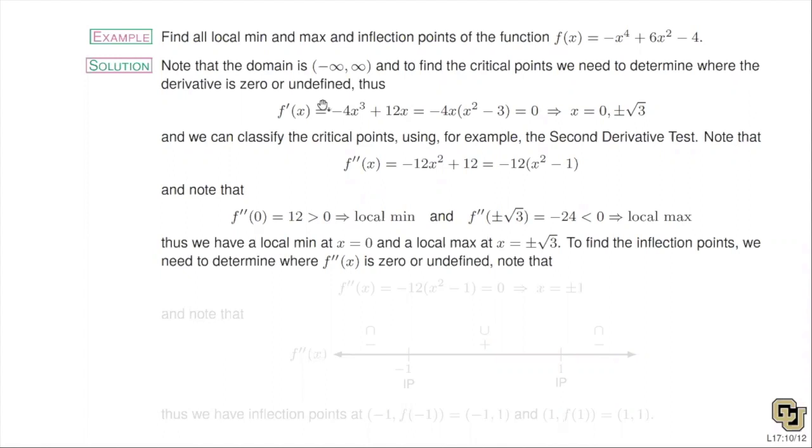So here I'm setting -12 times x squared minus 1 equal to 0 to figure out where the second derivative is 0. It doesn't have a denominator, so it's not undefined anywhere. And so we can see that it's 0 at plus minus 1. And now I just need to classify this.